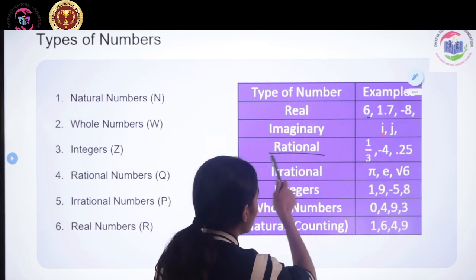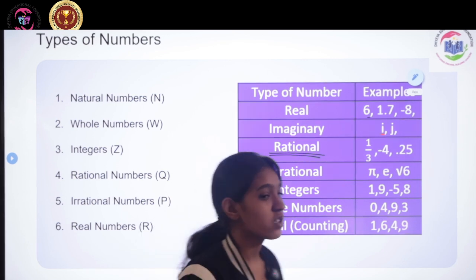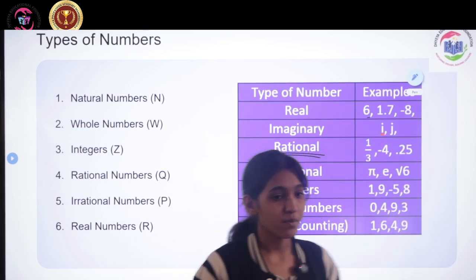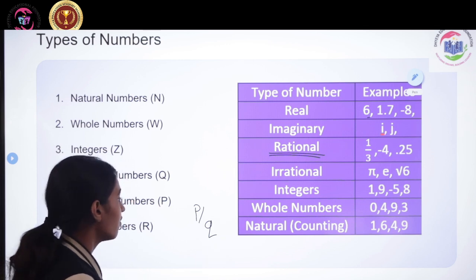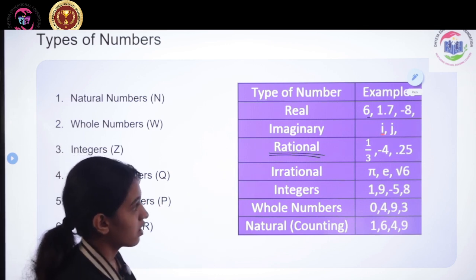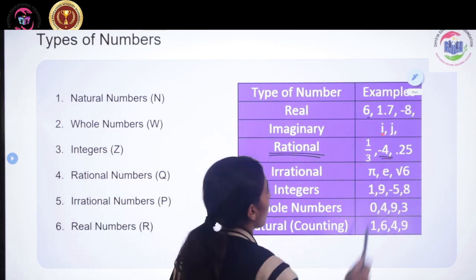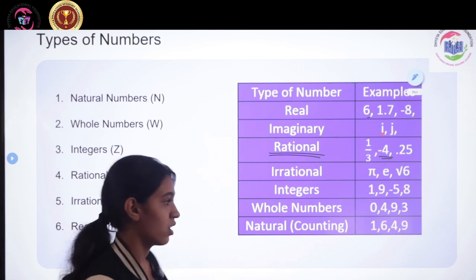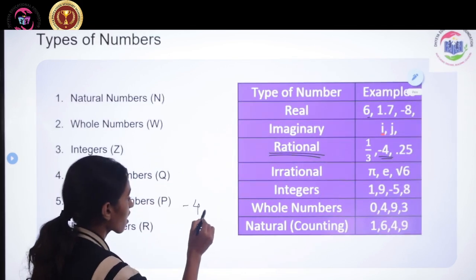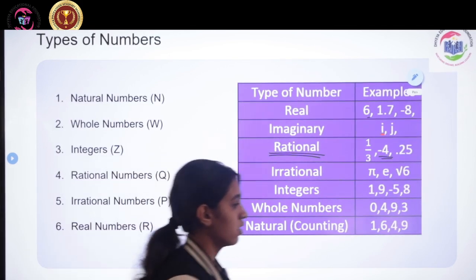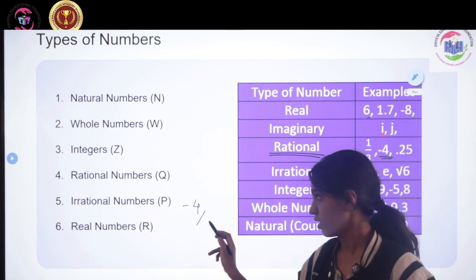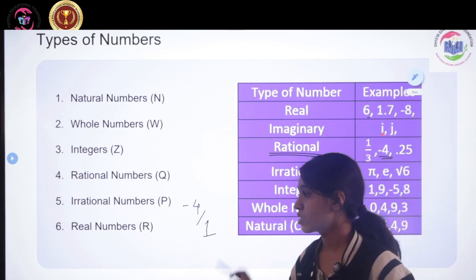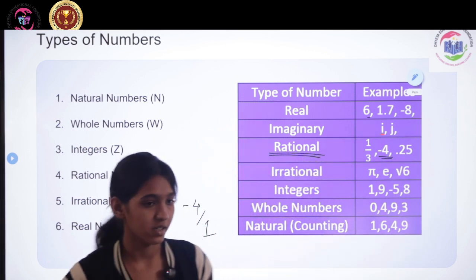Then rational number. What is the rational number? Rational numbers are those numbers which can be written as p by q, in the fraction format. Then, do you have any question why -4 is a fraction? Because anything, if the denominator is nothing, that means it has 1. Then -4 has a denominator 1.